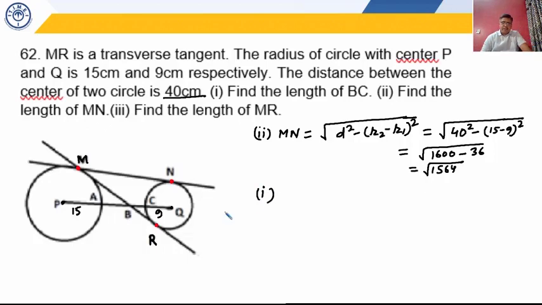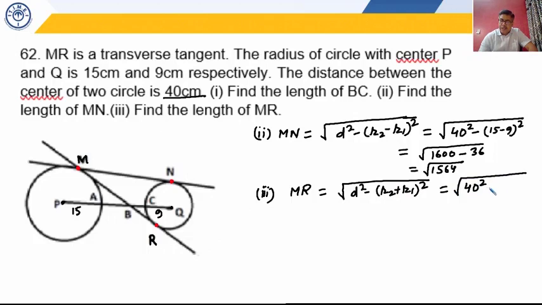Now, the third part: the length of MR. MR is the transverse tangent, and what is the length of MR? The formula is the square root of D square minus (R2 plus R1) whole square. So D square is 40 square, and R2 plus R1 is 15 plus 9, whole square. So 40 square is 1600 minus 24 square, which is 576, basically 1024, so the square root is 32 centimeters.